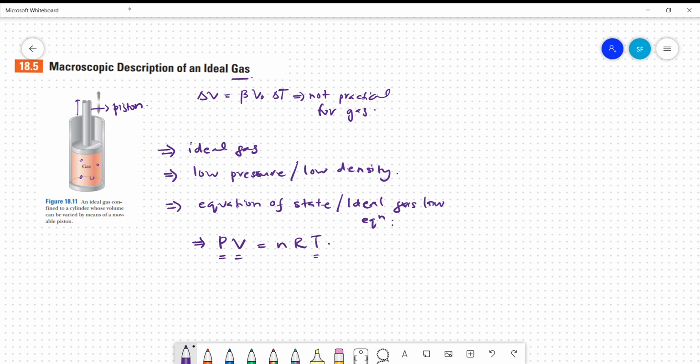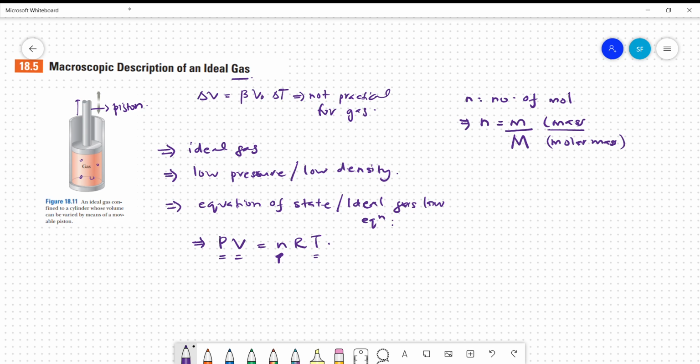Now, what do all the symbols mean? We look at n first. n is the number of moles. How do we find the number of moles? We have two ways. One is if we know the mass of the molecules, we can find it from mass divided by molar mass. The molar mass must be in kilogram.